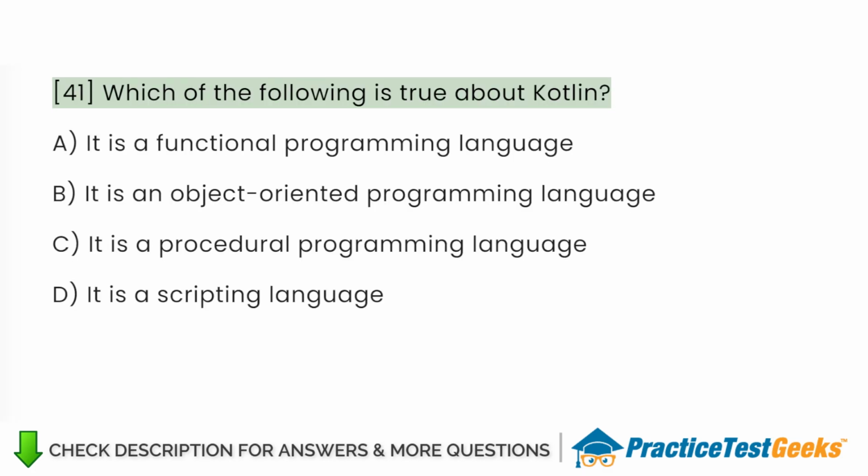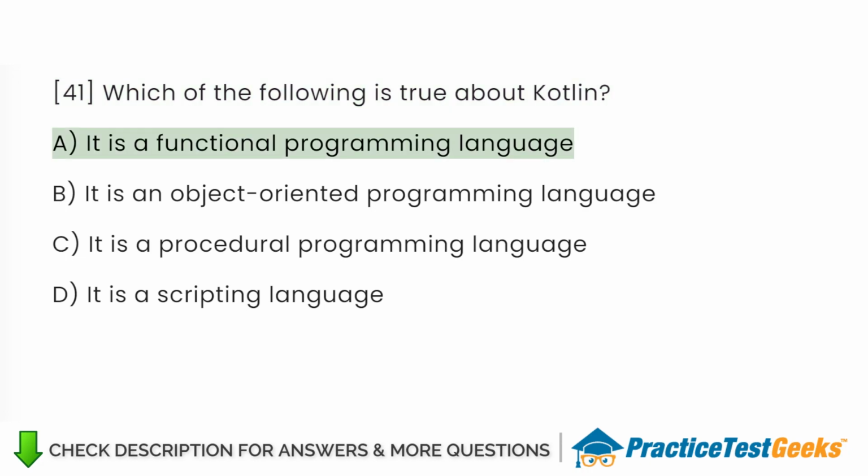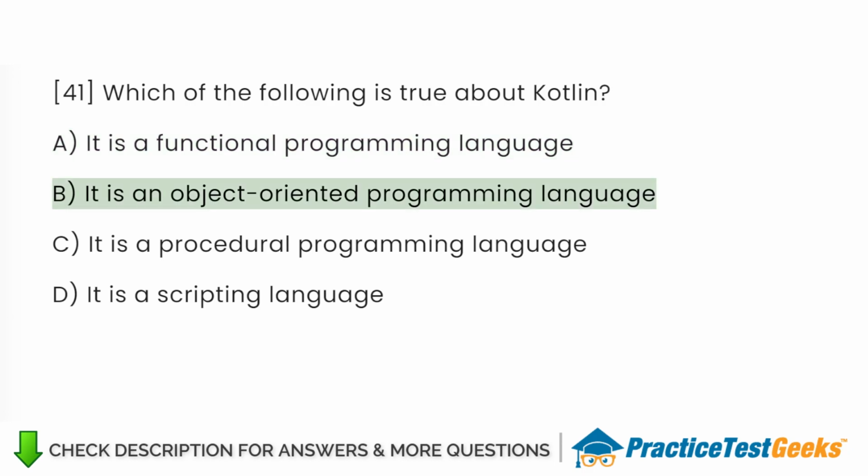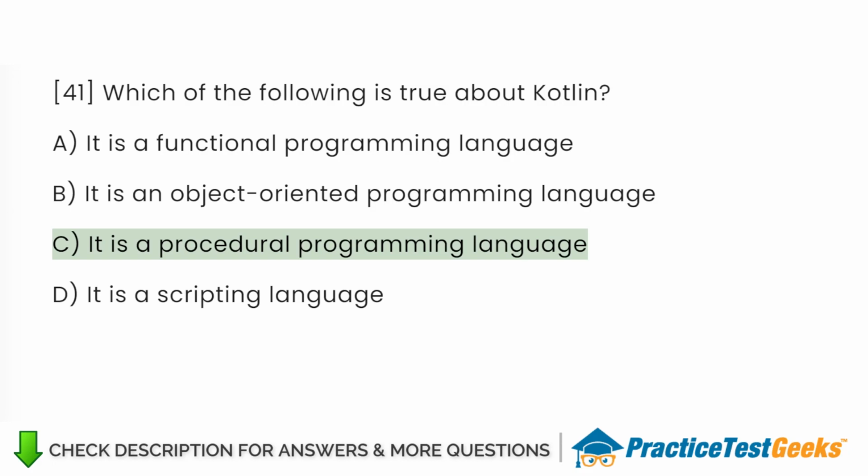Which of the following is true about Kotlin? A. It is a functional programming language. B. It is an object-oriented programming language. C. It is a procedural programming language. D. It is a scripting language.